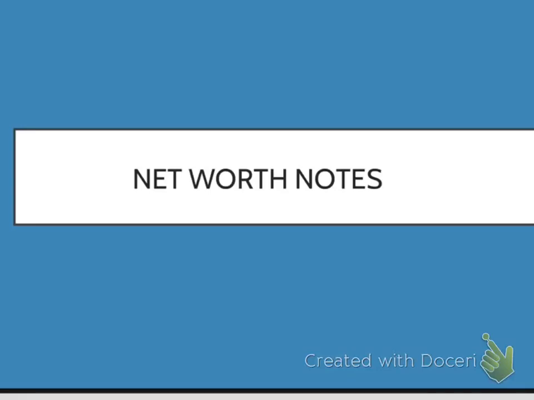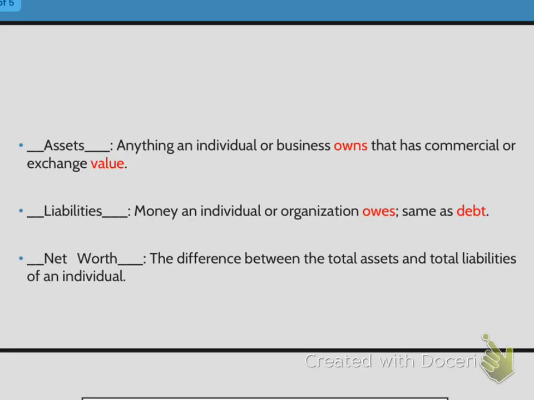Alright, so right now we're going to go over net worth notes, and right now it's just going to be more about what are assets, what are liabilities, and the fact that assets are positive and liabilities are negative. Later on we'll talk about more how to construct it and how to tell what is an asset and what is a liability.